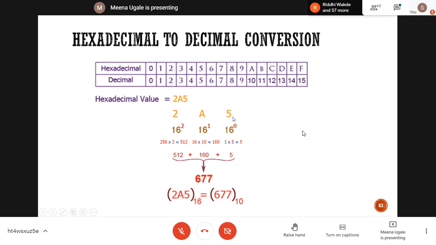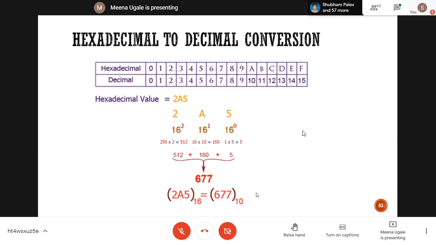2A5, sorry. How will I go for 5 multiplied by 16 raised to 0, A multiplied by 16 raised to 1, 2 multiplied by 16 raised to 2. Whatever answers come, you have to add them. Now A, meaning what will you multiply? For A we have number 10 here, so I will be multiplying it with 10. I will add it up and that is my final answer for decimal. Hexadecimal 2A5 is represented as 677 in decimal.